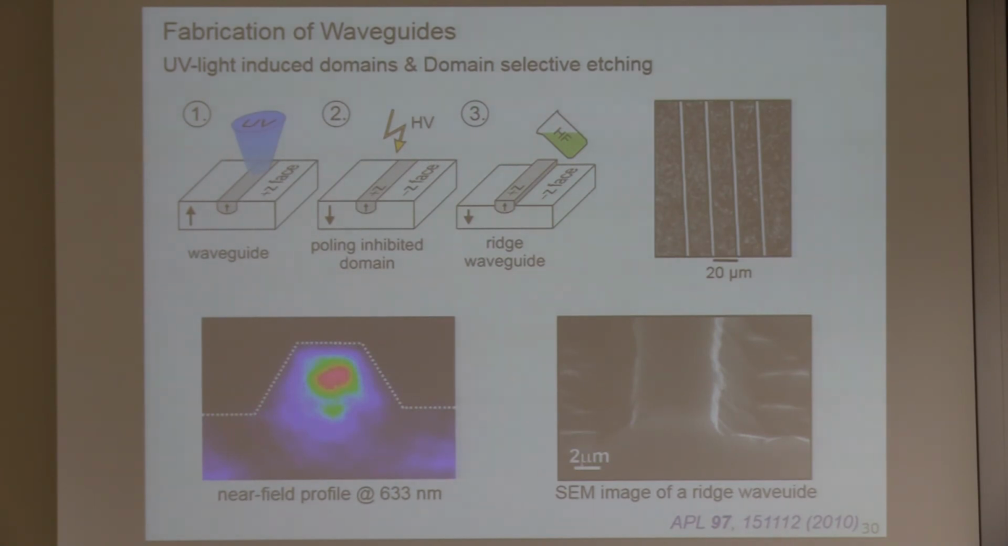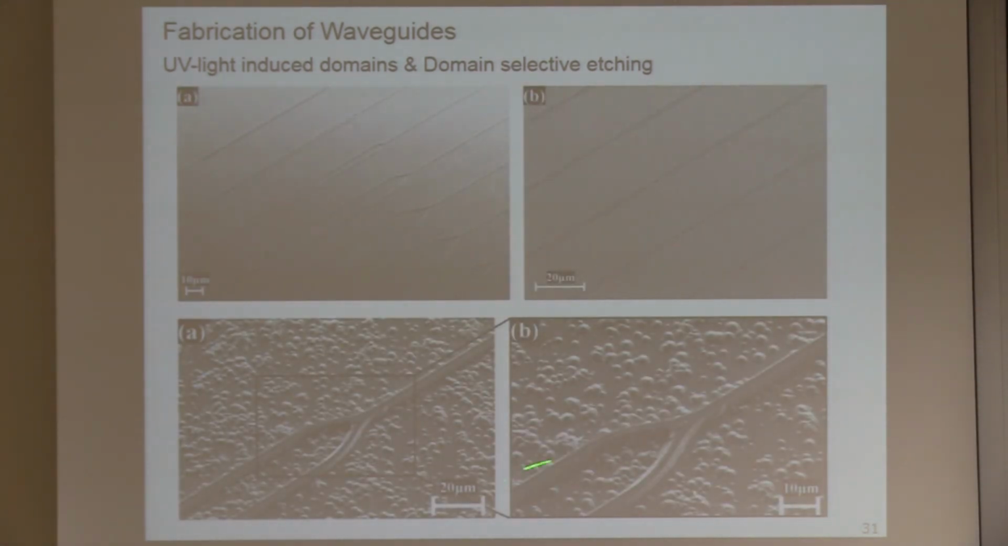Other thing is that we can write domains also with UV light. So you have a laser beam, you can directly define the domain, you pole it, and you can make nice light guides, ridge waveguides as shown here. You can even make them like this, bridges, whatever we like.